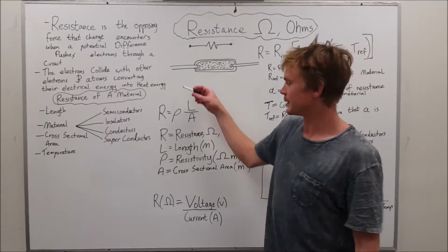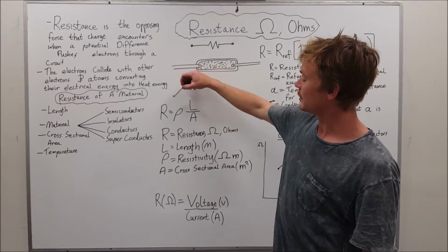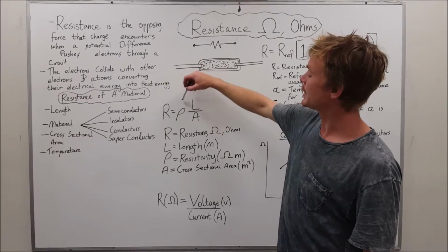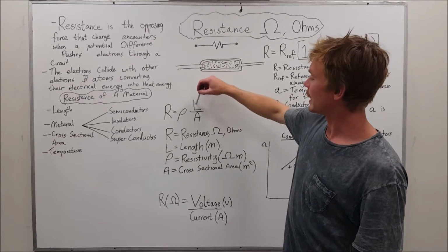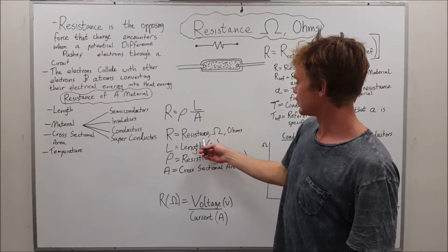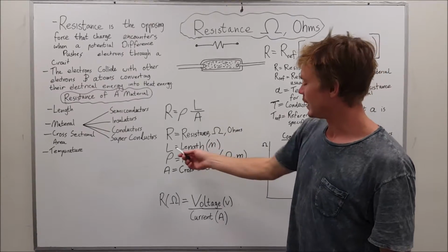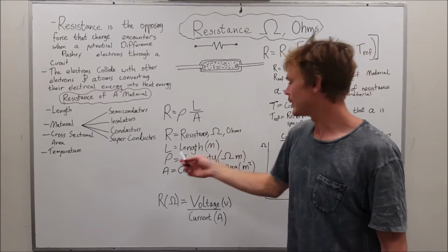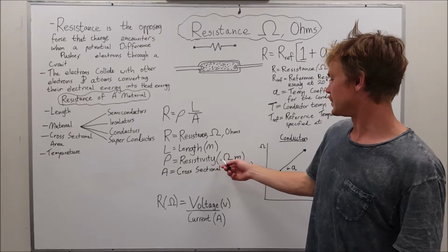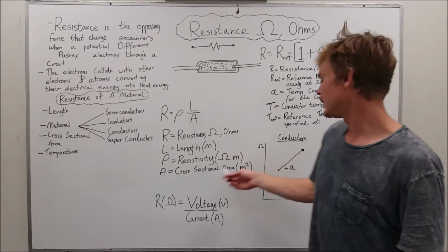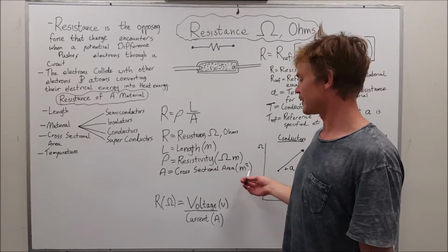The resistance of a material can be calculated using the following equation: R equals rho multiplied by L over A, where R is the resistance of the material in ohms, L is the length of the material, rho is the resistivity of the material, which is in the units of the ohm meter, and A is the cross-sectional area of the conductor.